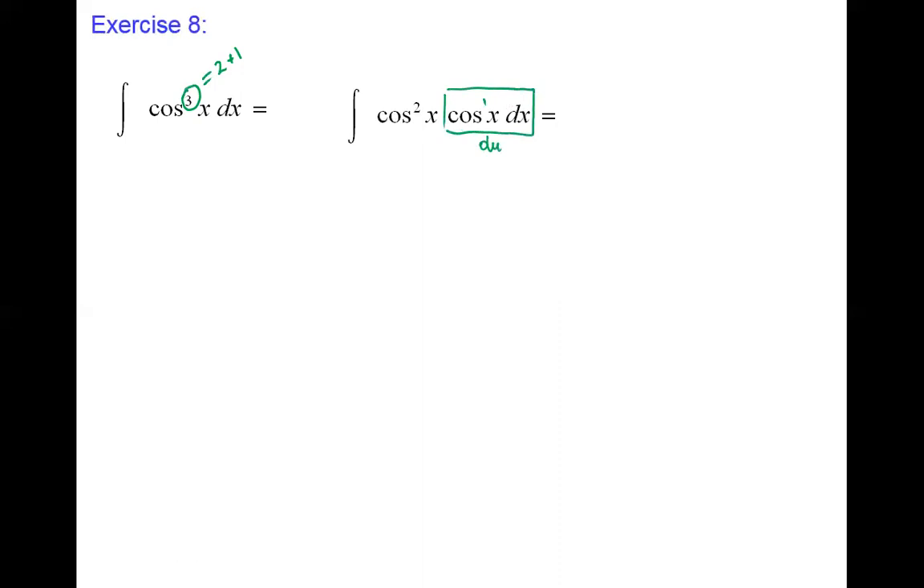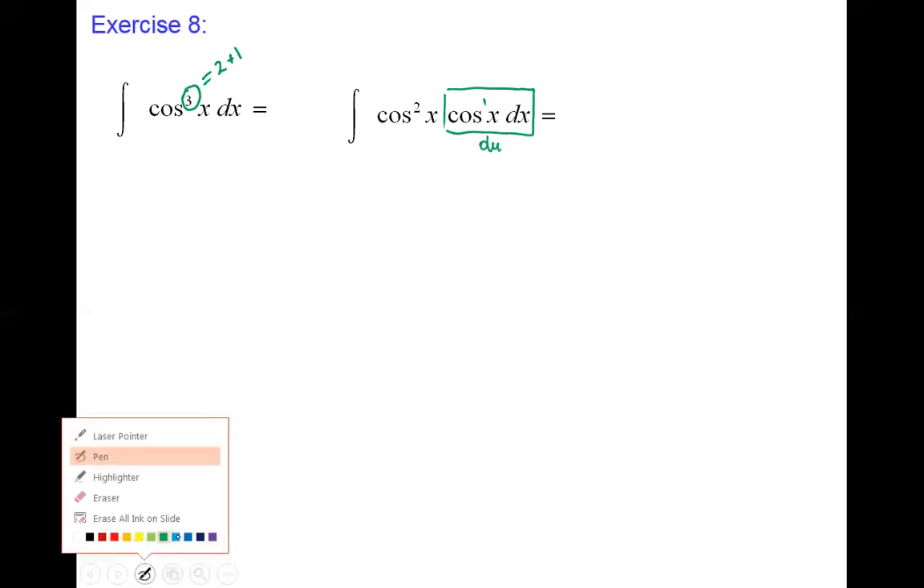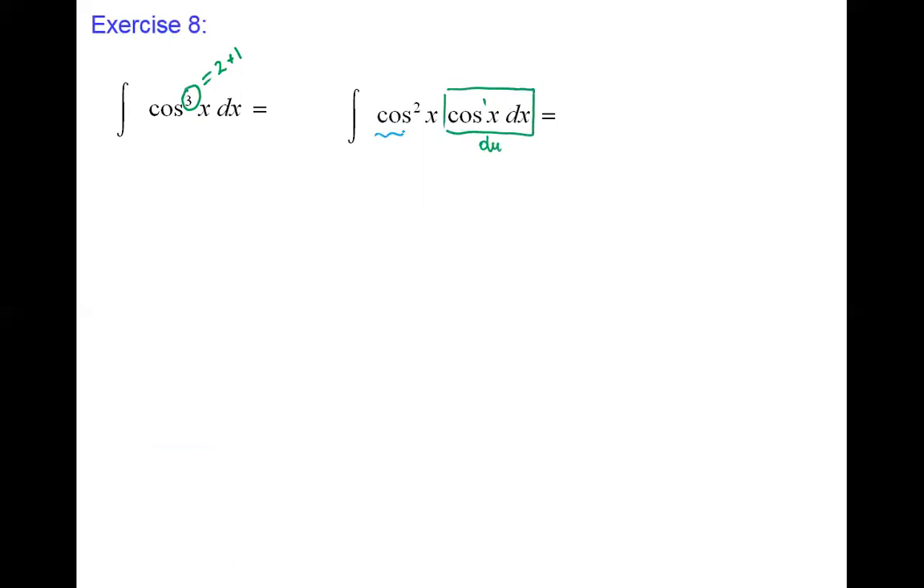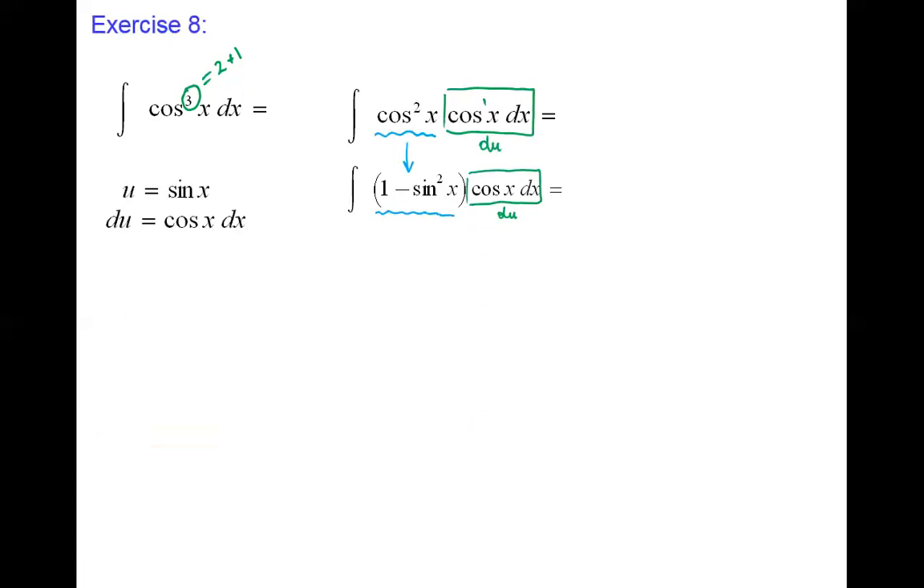Now, the rest of the integrand must be rewritten in terms of sine. That means I will rewrite cosine squared of x as 1 minus sine squared of x. That's the same. Still not touching cosine of x. And now I think we're ready for the u substitution. Let u be sine of x. du is cosine of x dx, of course.